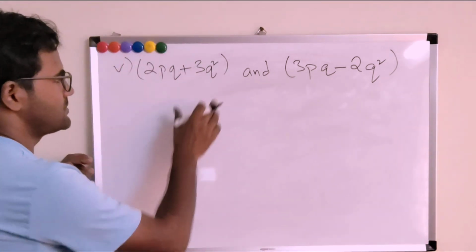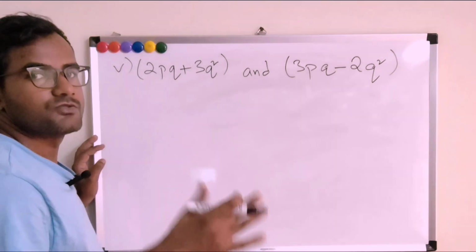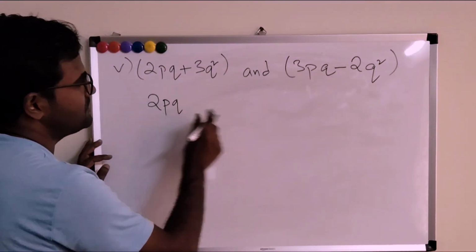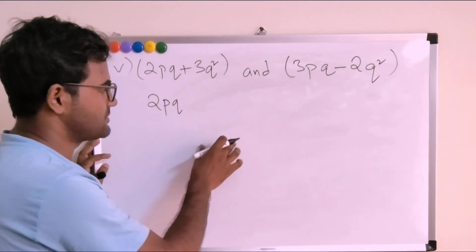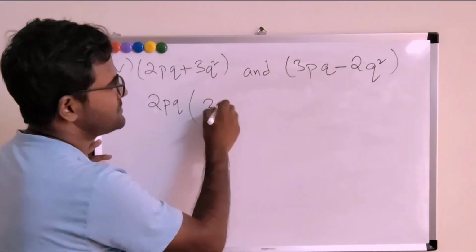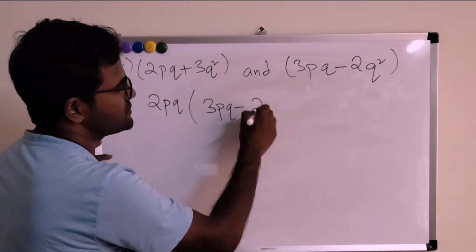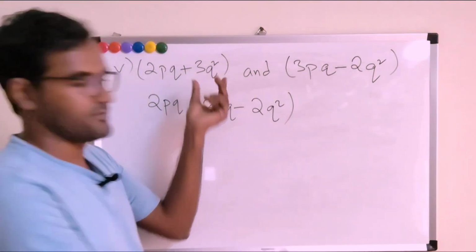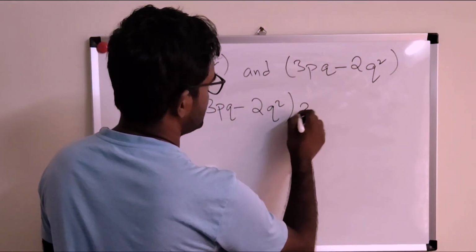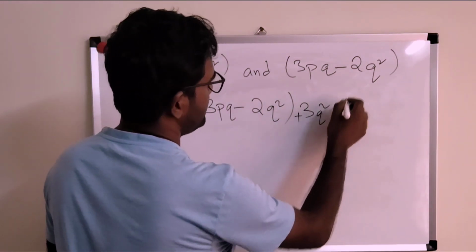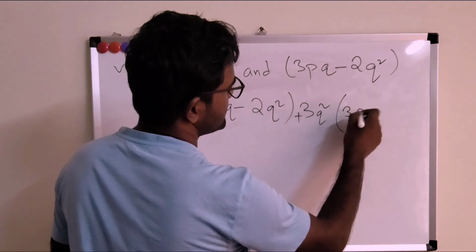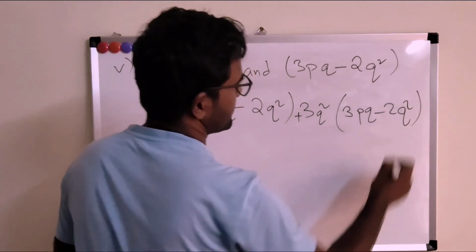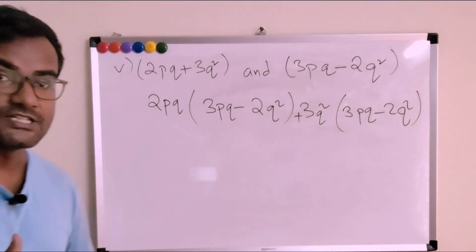So let us see. So these are the two terms given here. So as you know, first we are going to bring this down, right? That is 2pq, and this whole thing we are going to break it down here. So it will be 3pq minus 2q square. Then the second term we are going to take that side, right? So plus 3q square. Then this whole thing again, 3pq minus 2q square.